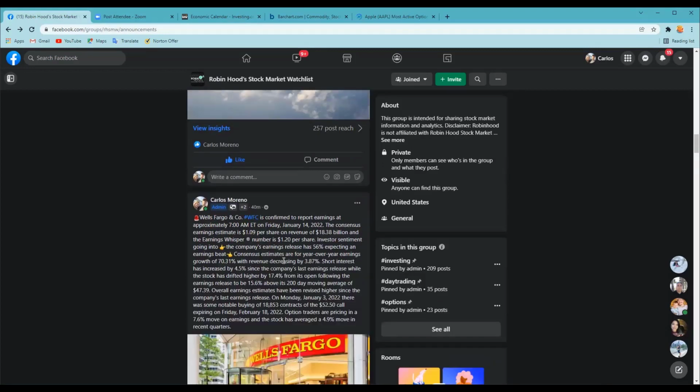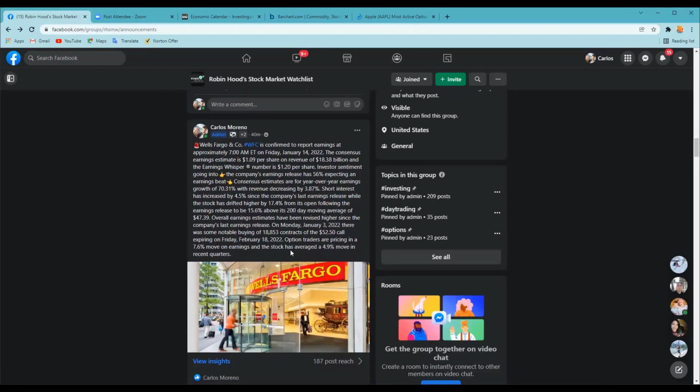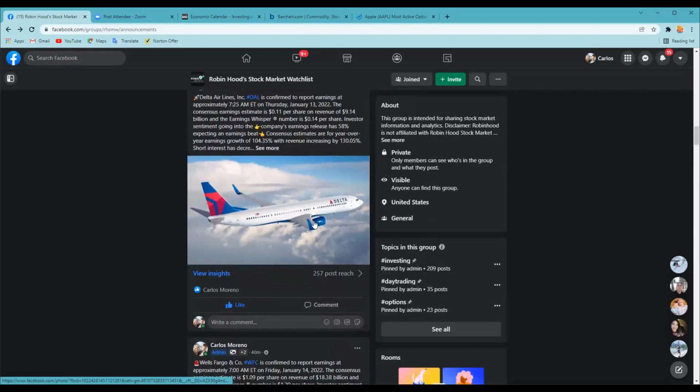Now, Wells Fargo. We're just kind of entering the bank season. It hasn't quite started yet, but it is really right around the corner. So Wells Fargo is scheduled to release their earnings report on Friday morning before the stock market opens. The company's earnings release has a 56% expecting an earnings beat, which is not good, but maybe that's what we're looking for. Hopefully they don't beat their earnings and they kind of plunge down, because now we can buy at the dip, which would be a great buying opportunity right before the bank season begins. So great strategy right there.